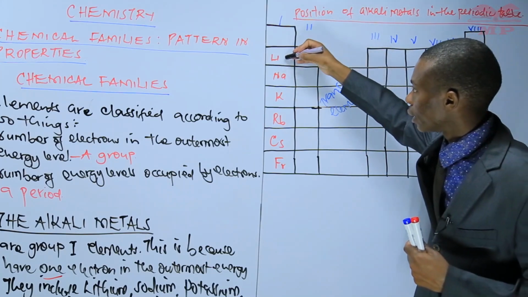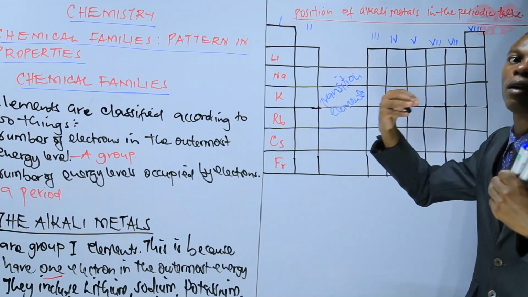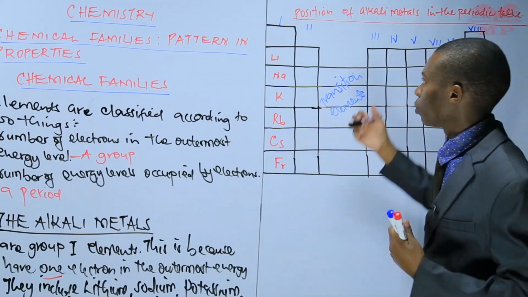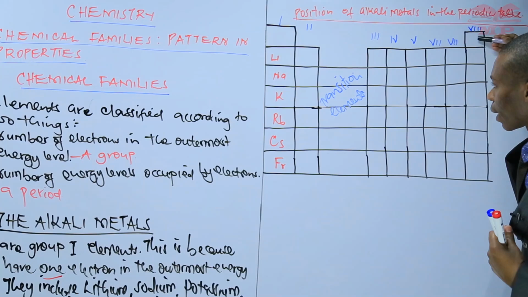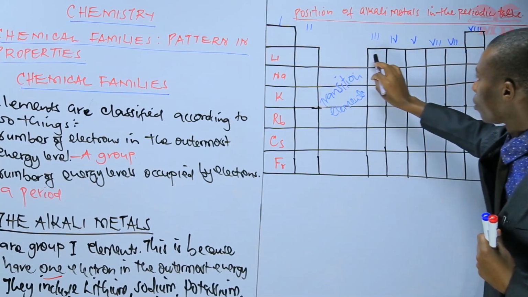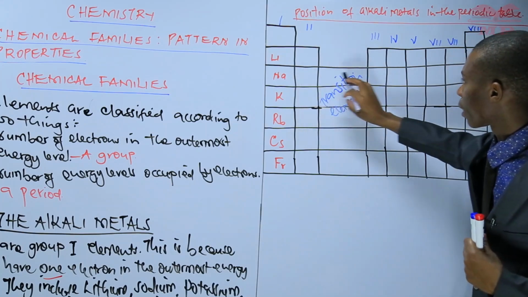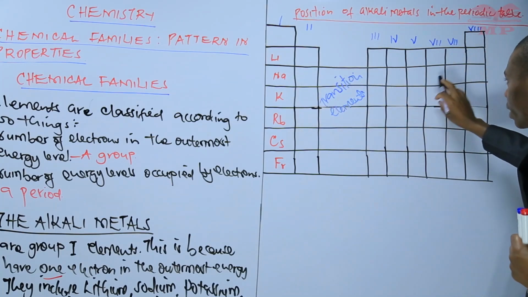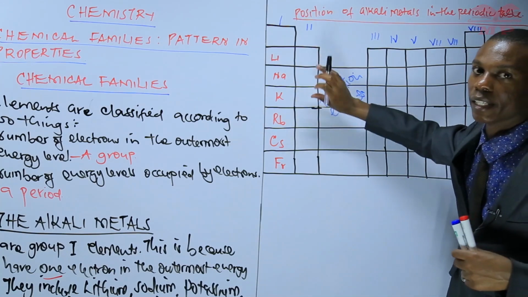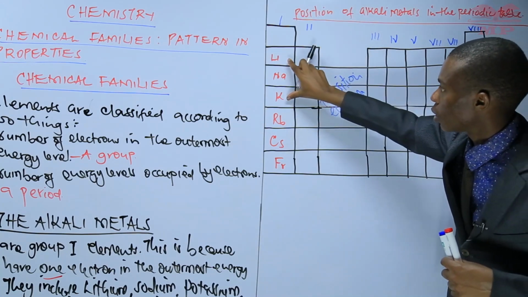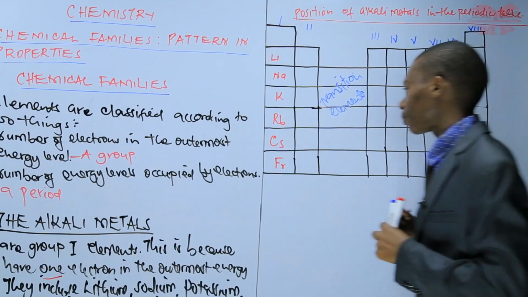Our first alkali metal element is number 3 because when you are counting the first 20 elements, the first element here is hydrogen, then the second, the third, fourth, fifth, sixth, seventh, eighth, ninth, 10th, 11th, 12th, 13th, 14th, 15th, 16th, 17th, 18th, 19th, and 20th. Those are the elements we study in the secondary school, and that's why we are going to concentrate on the first 3 elements.